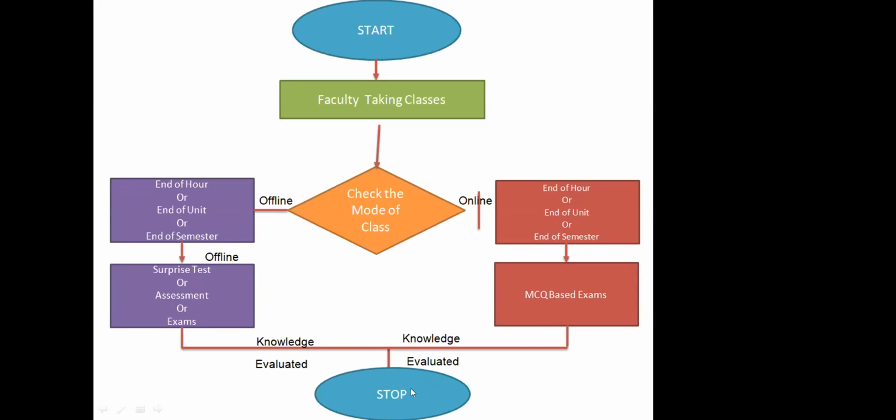These are the steps here. If the faculty is taking the class in offline mode, at the end of the hour, at the end of the unit, at the end of the semester, he uses three types of examinations. Then he evaluates the students' performance through the tests, assessments, and examinations. Suppose the faculty is taking the class in online mode, then at the end of the hour, the unit, and the semester, through the MCQ based examination, the faculty member analyzes the students' performance, then stops the process. This is called summative assessment. For example, see the report.